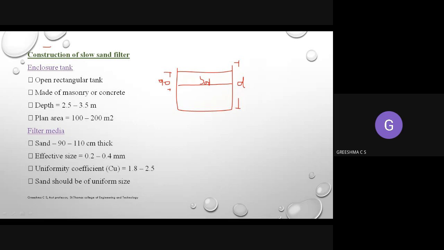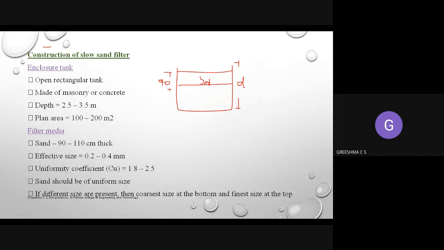Okay, now the effective size of the sand is 0.2 to 0.4 mm, and the uniformity coefficient is around 1.8 to 2.5, and the sand should be of uniform size.